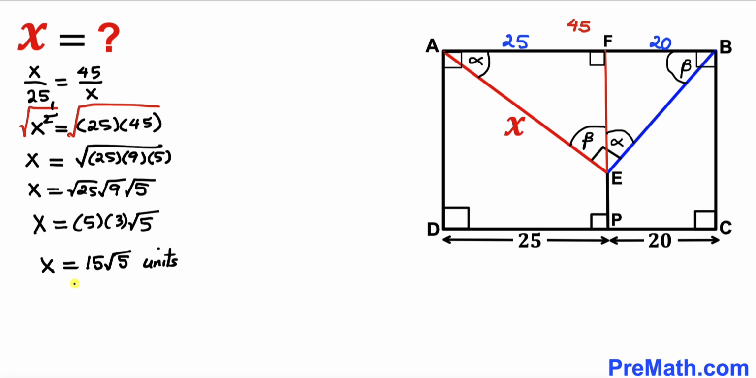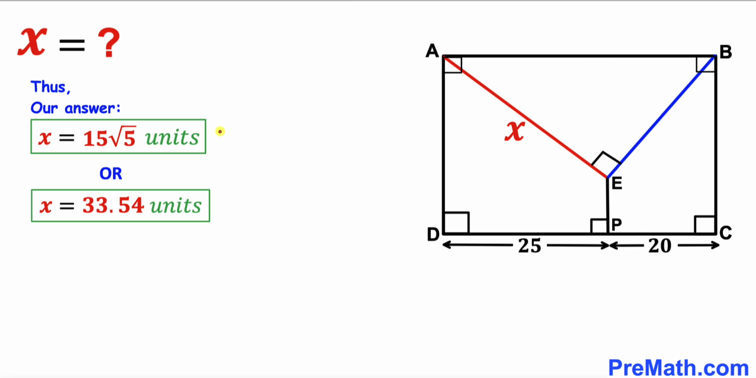We can also write x in decimal form. This is approximately equal to 33.54 units as well. So after all the calculations and manipulations, our x value turns out to be 15 times square root of 5 units, or approximately 33.54 units. So our x length turns out to be 33.54 units, and that's our final answer.